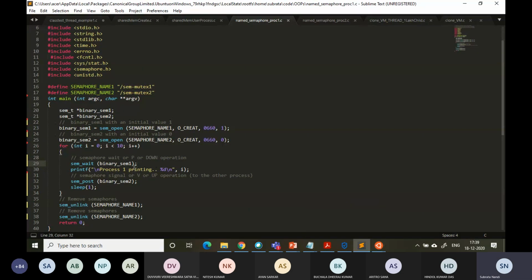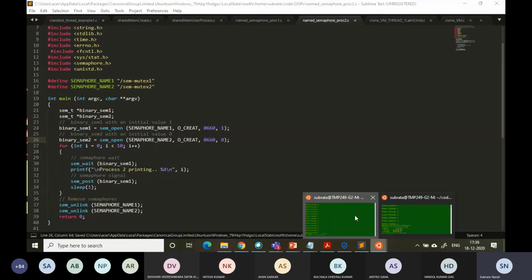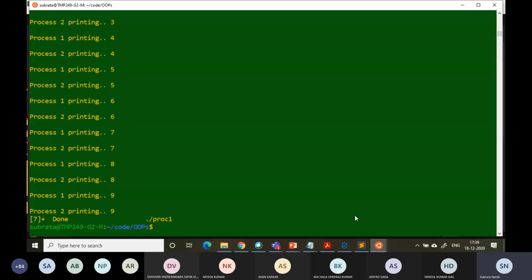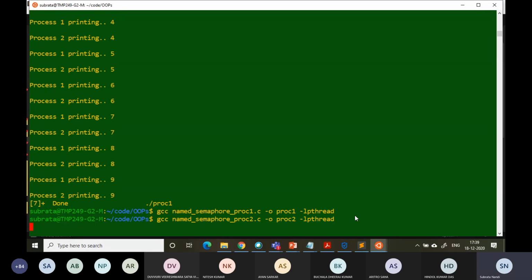Is that fine? Now if I make both the same, S1 and S1, so if I simply ignore the second semaphore that is present here, then what is going to happen? They will not wait for it. Definitely I cannot run both of them simultaneously. If I run process P1 before I start running process P2, it doesn't matter.